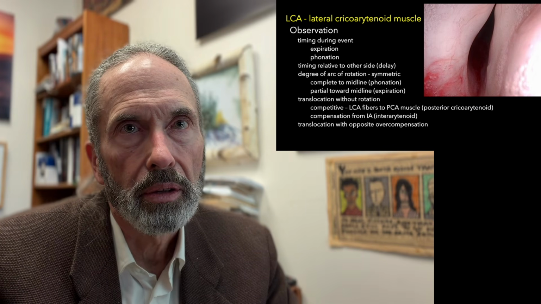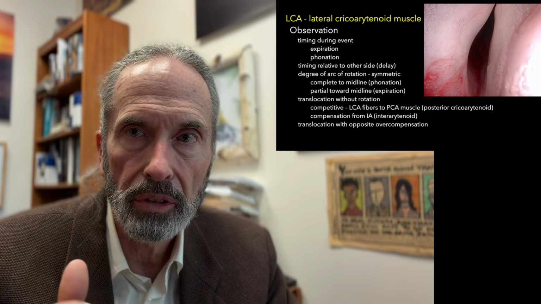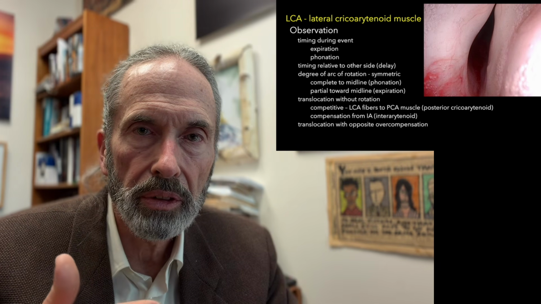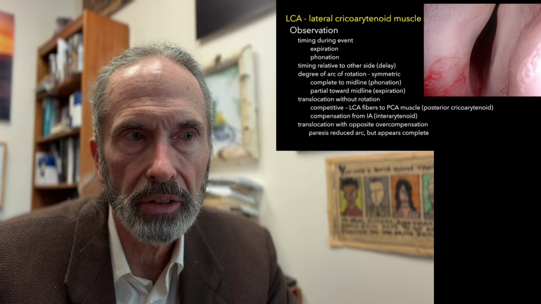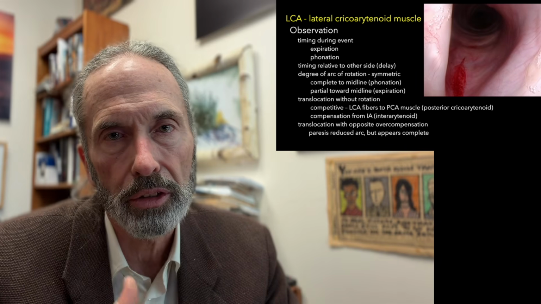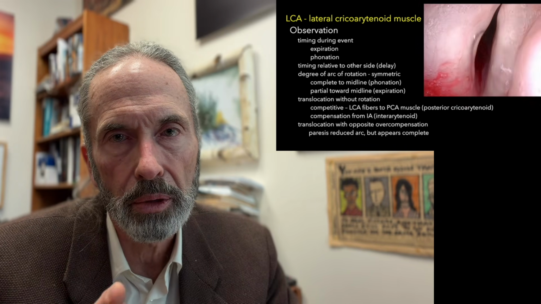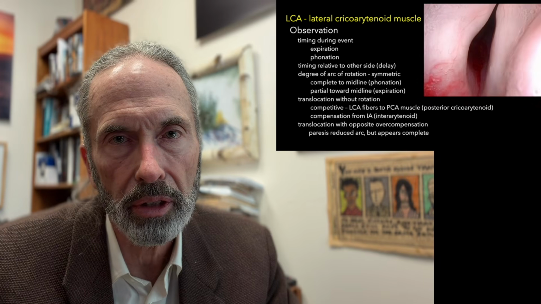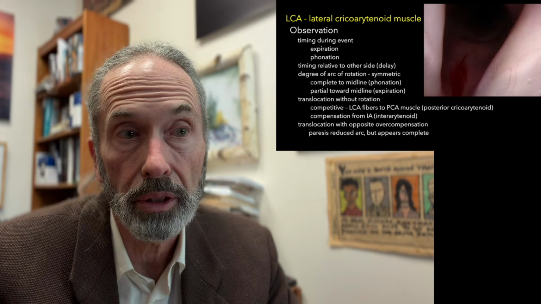It could be that we only get a view of the membranous vocal cords, and we don't actually see what's going on with the angle of the joints, and so we can think that it's closed when in fact there's overcompensation by the opposite side, and we will find we have to get into the posterior commissure to actually assess whether this complete closure is normal closure.